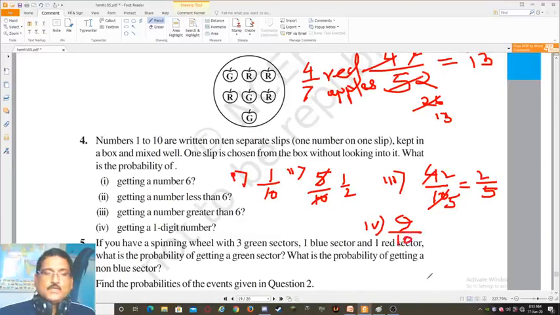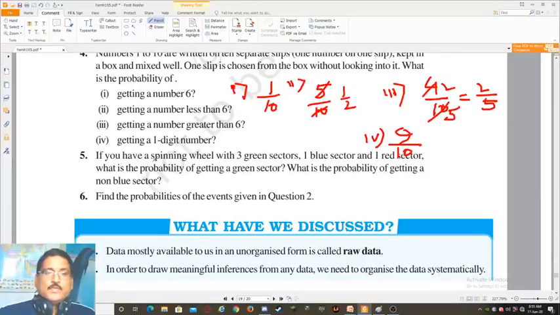Okay, you cannot cut. So now, if you have a spinning wheel with three green sectors, one blue sector, one red sector, what is the probability of getting a green sector? Three green sectors, one blue, one red, so the total is 5. Out of 5, green is how much? 3. 3 upon 5. The total outcome is 5. Out of the 5, your green sector's probability is 3 by 5.